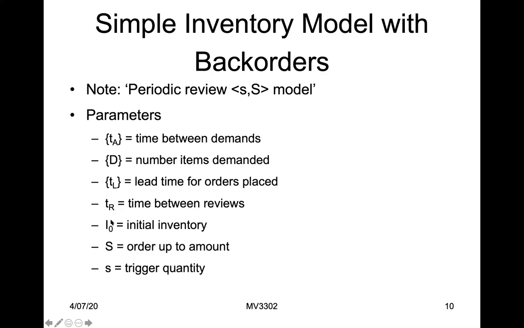In addition, we have our initial inventory. This is how many we start with. And then finally, these are basically decision variables. The order up to amount, that is how much we're going to order up to when we place an order, and then our little s, the trigger quantity.